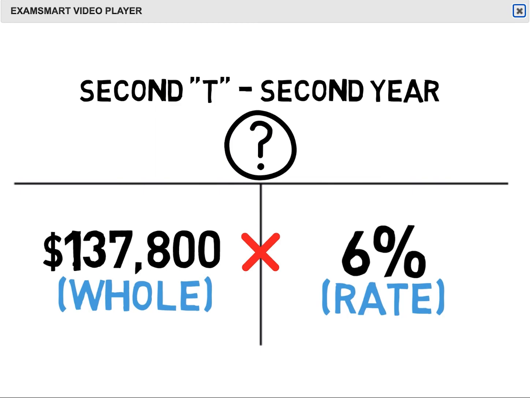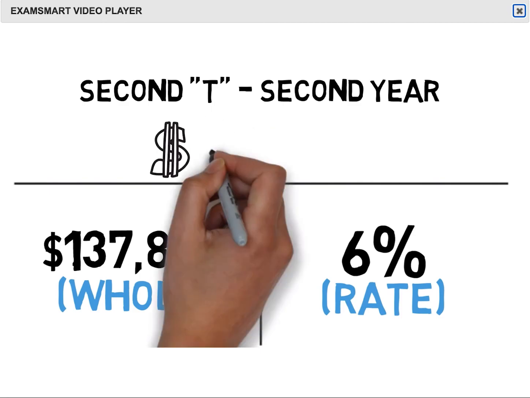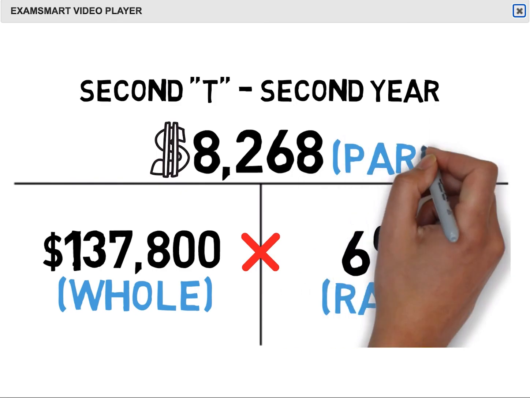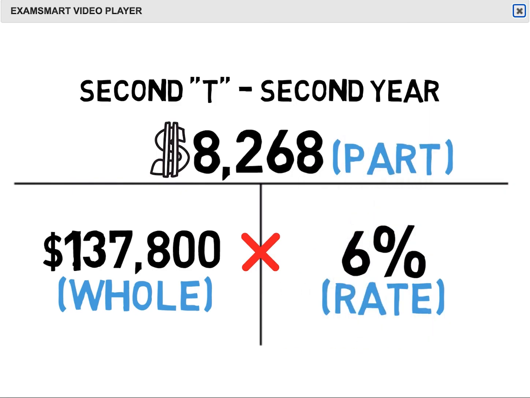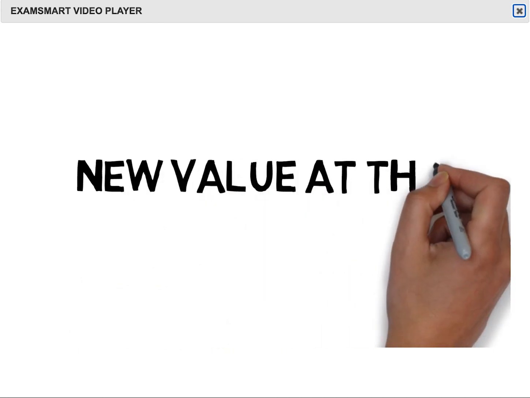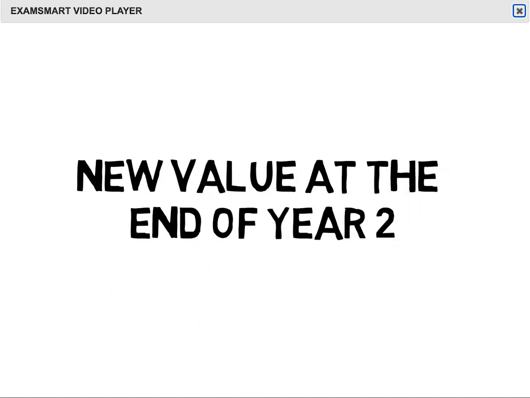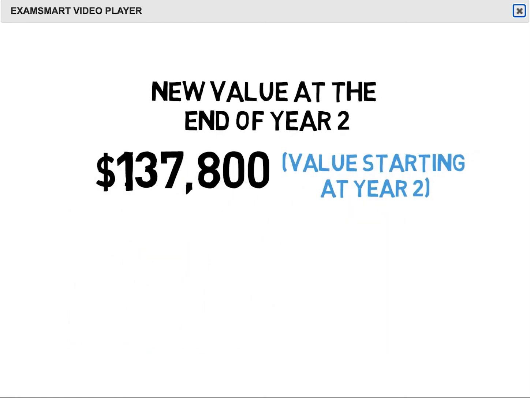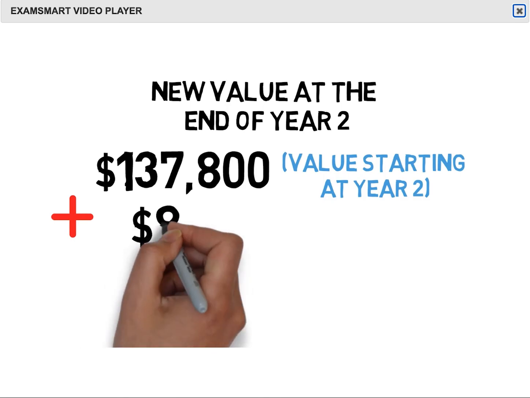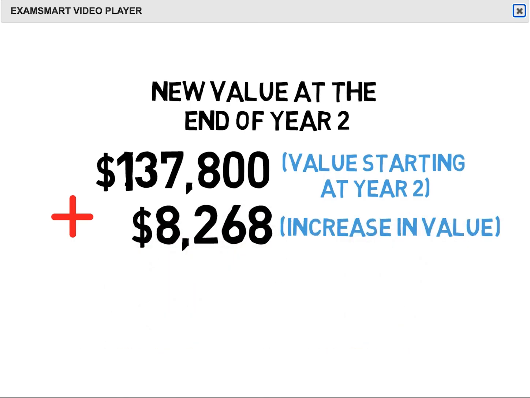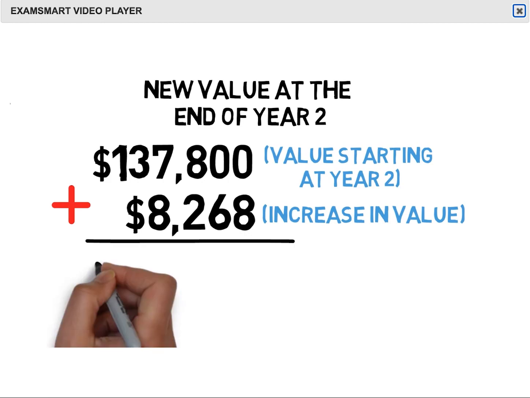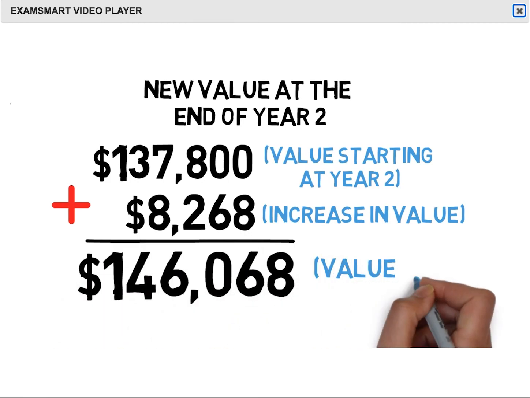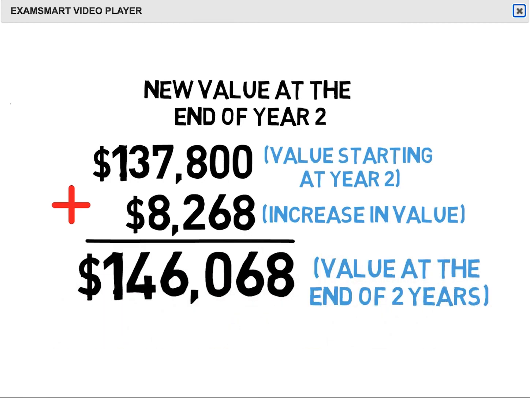Our formula tells us to multiply straight across. So we will take $137,800 times 6% to get the part, or the increase in value for year 2, of $8,268. So to figure out the new value at the end of year 2, we add the two numbers together. So we would take the $137,800 value plus the $8,268 in the increase in value to get a total of $146,068 for the value at the end of 2 years.